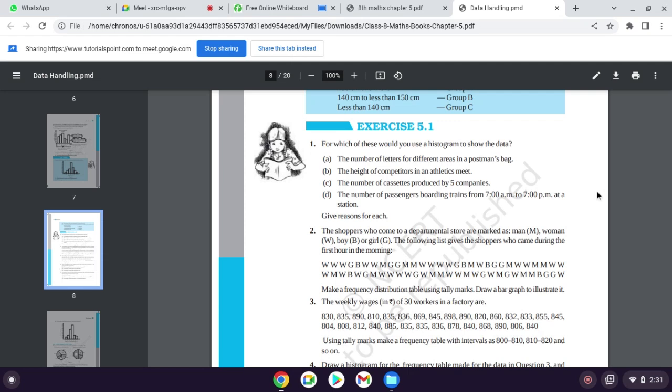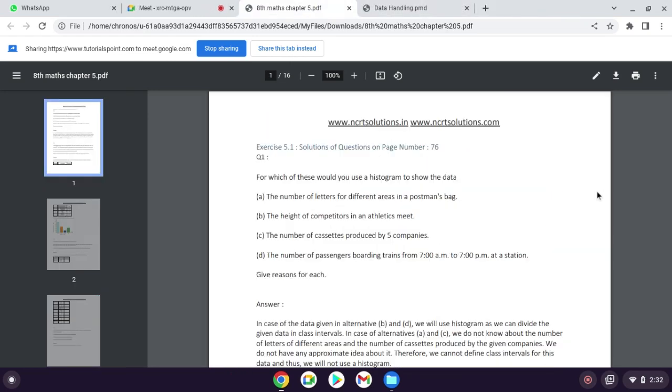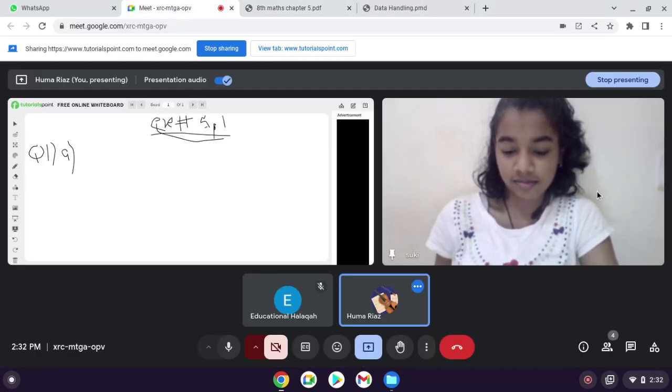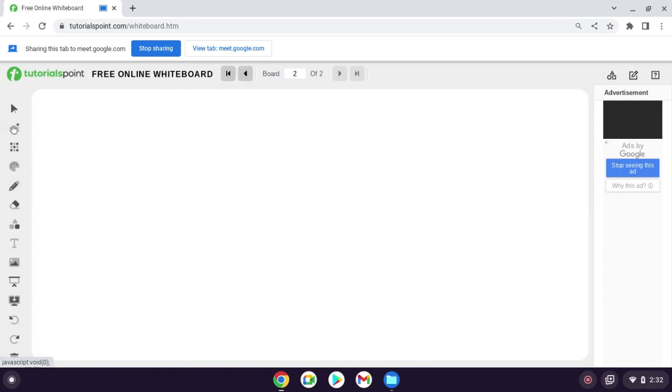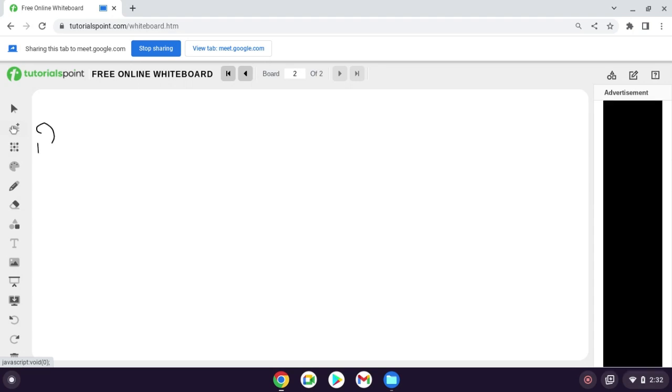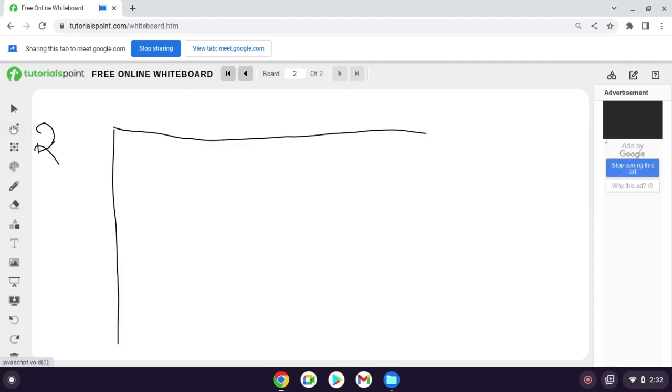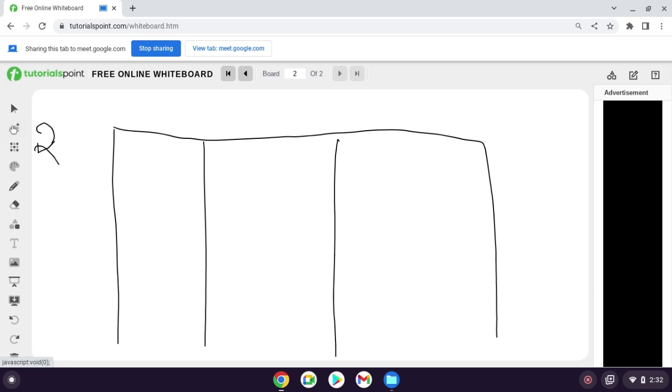So this is the same table that we did in the last class. The question will be done like this. First you have to write the data table, then draw the graph. I know you know how to draw that table. This is the first column for the shopper, this is the tally marks and this is the number.